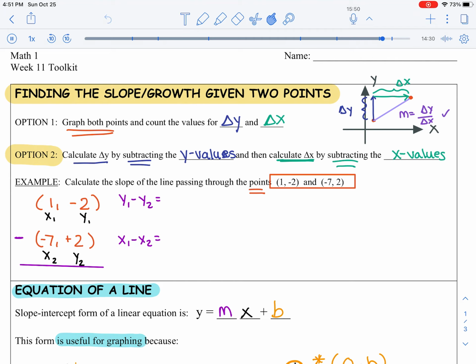Well, y1 minus y2 is -2 minus 2, which is -4. x1 minus x2 is 1 minus -7, which is 1 plus 7, or 8.